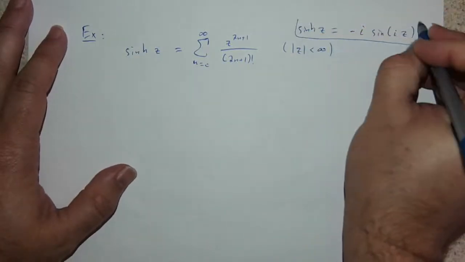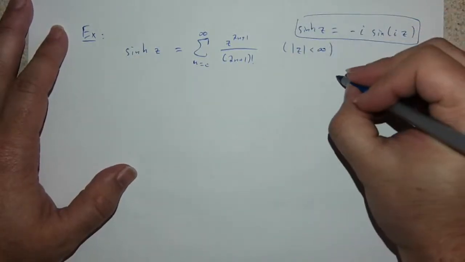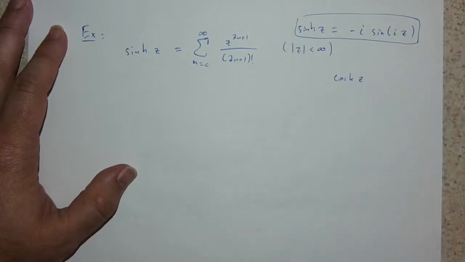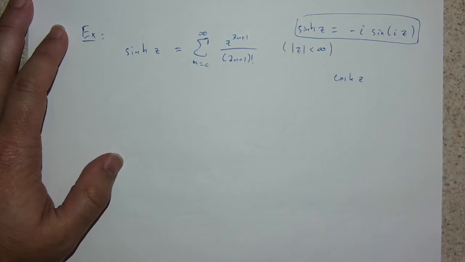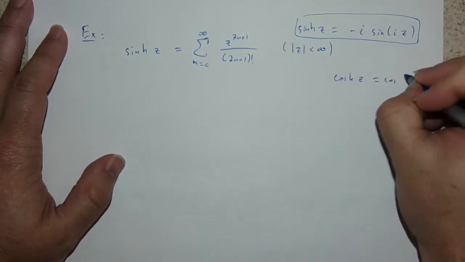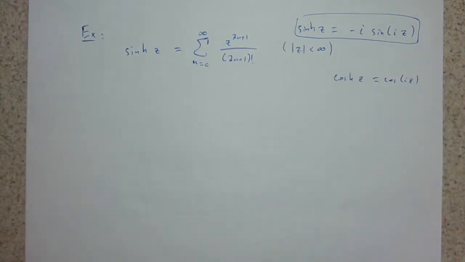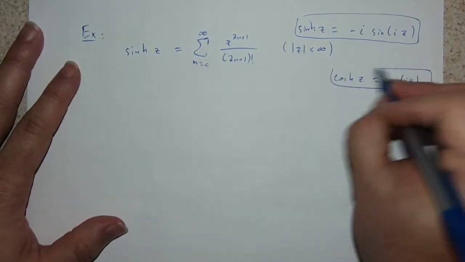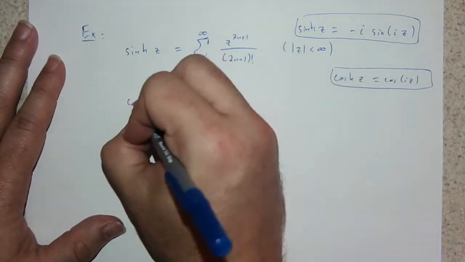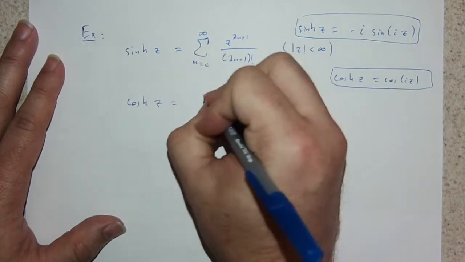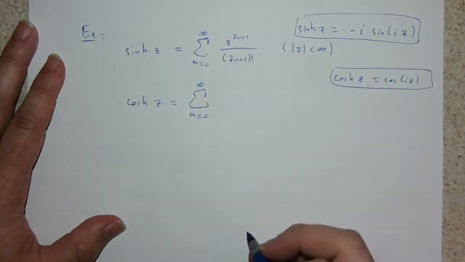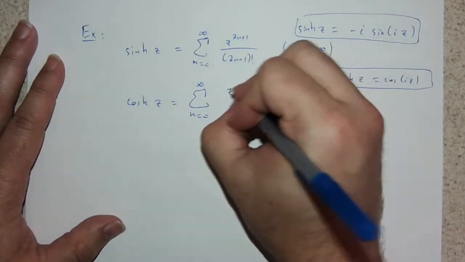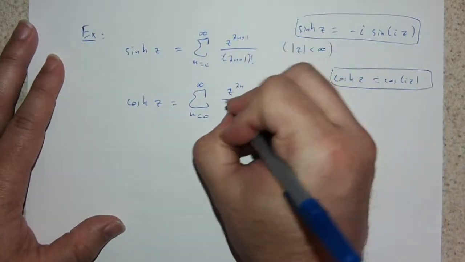Similarly, since this is true for sine z or sinh z, we know that cosh z is actually just cosine of iz. So plugging iz into my power series expansion for cosine, I find that cosh z is the sum from n equals 0 to infinity of z to the 2n over 2n factorial.